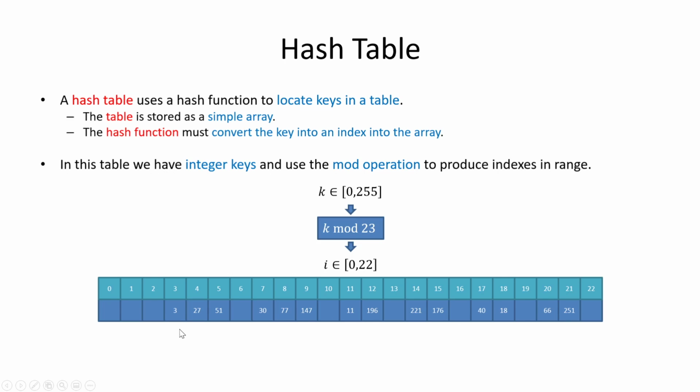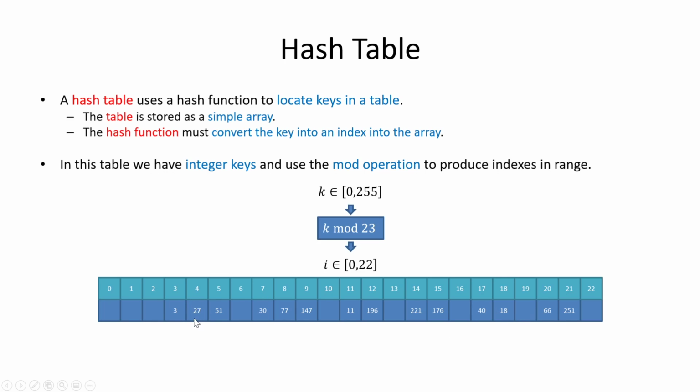A couple of them I think are going to be easy. We can see 3 is stored in 3 because 3 mod 23 is 3. 11 is another easy one. 11, right? 11 mod 23 is 11. Okay. 18 fits that pattern too. So those were a couple easy ones.